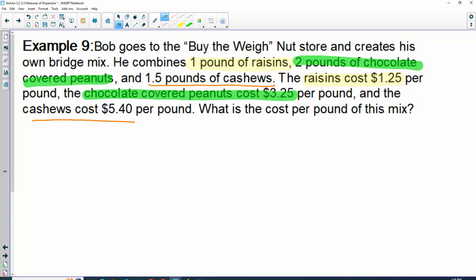From my experience, it's usually the top of the fraction is okay, the bottom is not. That's where people get confused. So let's start on the top. You have to take each value times its weight. So I have 1 pound of raisins, and how much do we pay for raisins? 1.25. Okay, and I'm adding this all together. I have 2 pounds of chocolate-covered peanuts. How much do we pay for chocolate-covered peanuts? 3.25. Okay, I have 1.5 pounds of cashews. How much do we pay for cashews? 5.40.